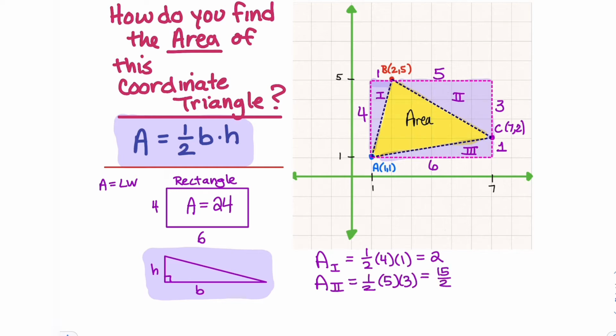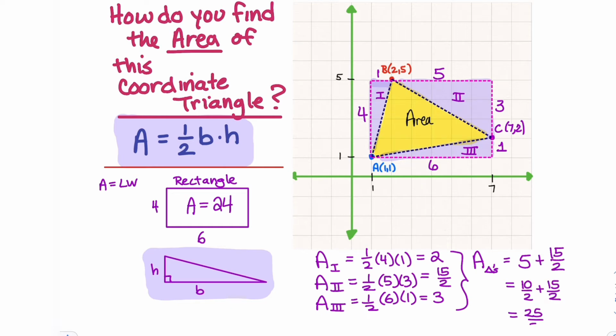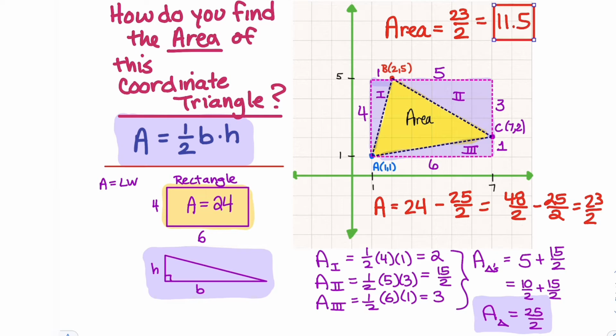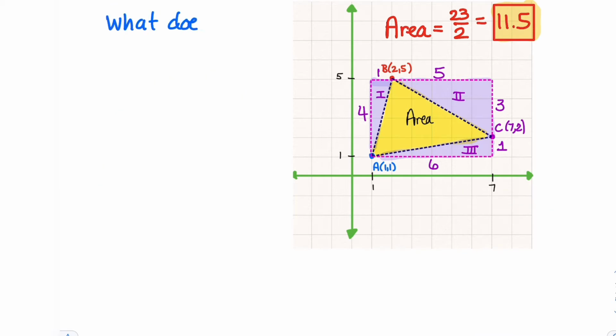So the first one has an area of 2, the second one an area of 15/2, and the third one has an area of 3. So adding those 3 areas up will give us the area of those 3 triangles. And if we subtract that area away from our rectangle, we will have left over the area of the triangle we were interested in, highlighted in yellow on our grid. And so by 24, the area of the rectangle, minus the area of the purple right triangles, we get a total area of our triangle to be 23 halves. Or, if you like decimal approximations, this is not an approximation, it's exact, 11.5. 11.5 is the area of that triangle.